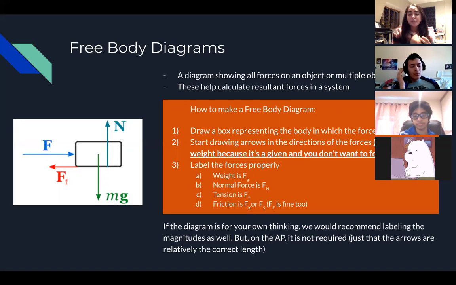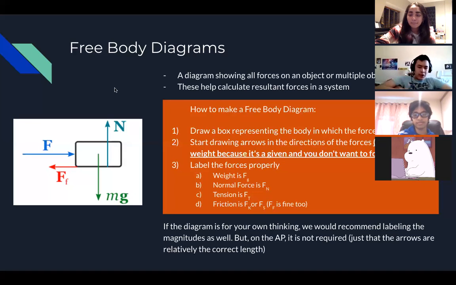And also, you label the forces based on a standard sort of variables that we use. So weight or gravitational force is labeled with F sub G, normal force is F sub N, tension force is F sub T, and friction force has multiple variations. Usually a lot of people use just F sub F for frictional, and sometimes you can also be more specific and say F sub K for kinetic or F sub S for static.